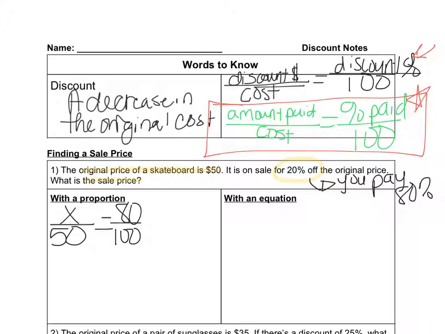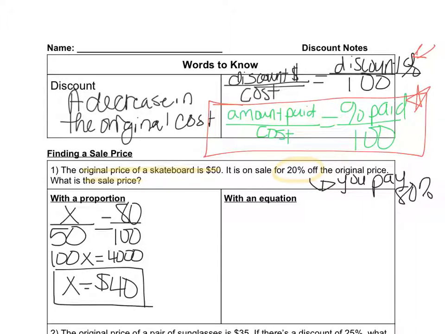Okay, so now if we cross multiply, we get 100x equals 4,000. Divide by 100, x equals $40. So that tells us that we're paying $40 for the skateboard. So the discount, like if they were to ask the discount, you would just do the $50 minus 40 and you would get 10. It's a $10 discount.